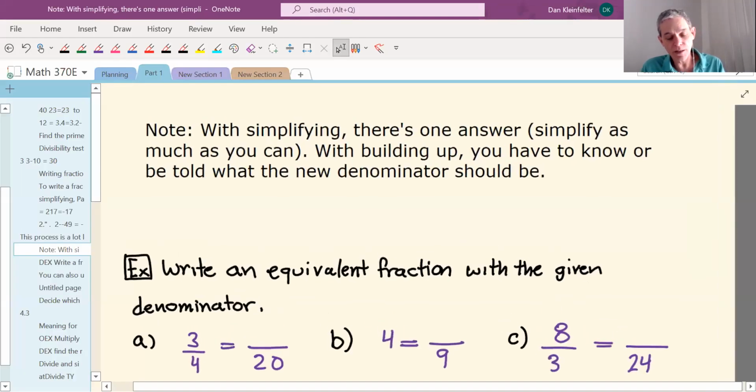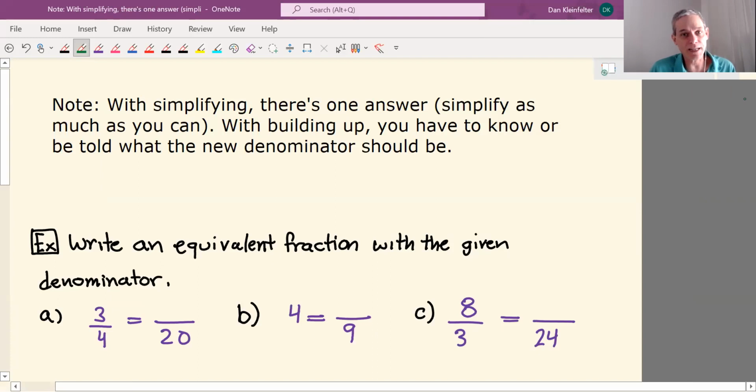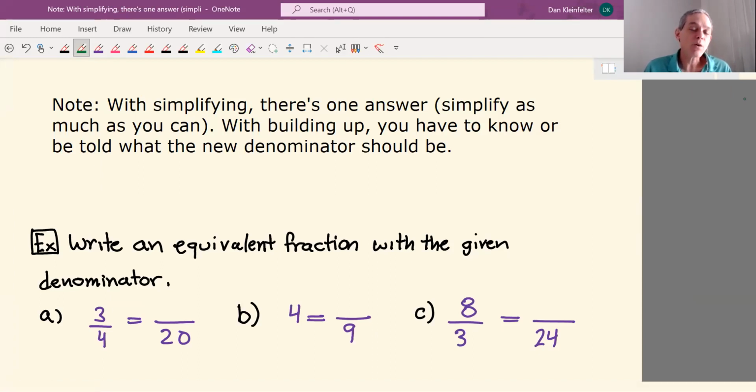One thing to notice, or you probably noticed by now, is that with simplifying, there's one correct answer. You simplify it as much as you possibly can, right? With building up, the answer you get depends on what the new denominator is that you're trying to make. So you'll need to be told, or you need to figure out what that new denominator is going to be.